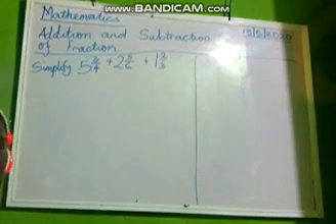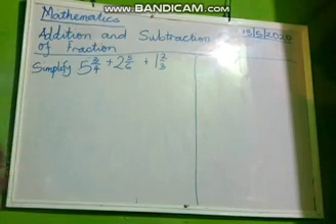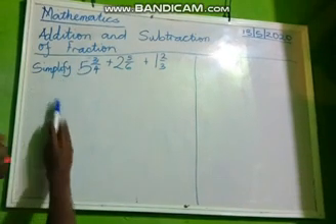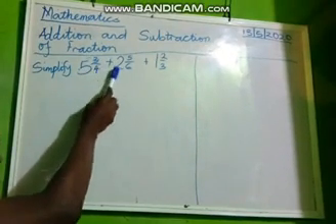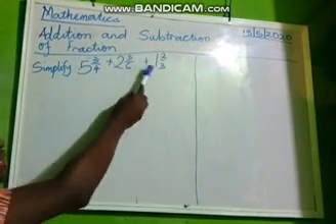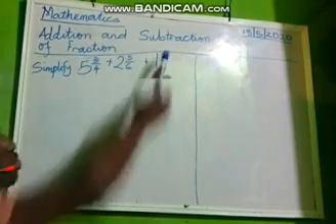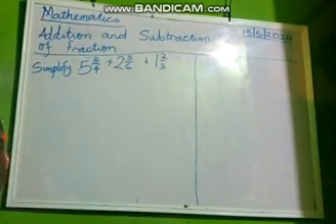Today we'll be looking at addition and subtraction of fractions. And here we have a question on the board. Simplify 5 whole number 3 over 4 plus 2 whole number 5 over 6 plus 1 whole number 2 over 3. That's the question. Now this is how it goes.